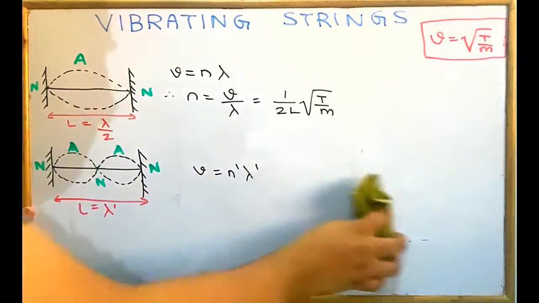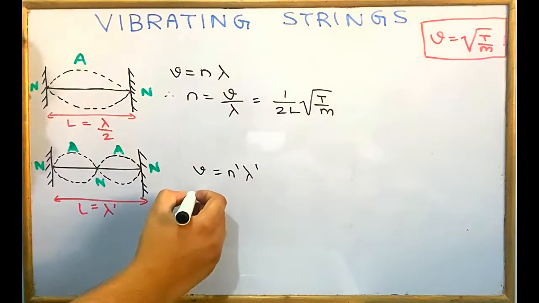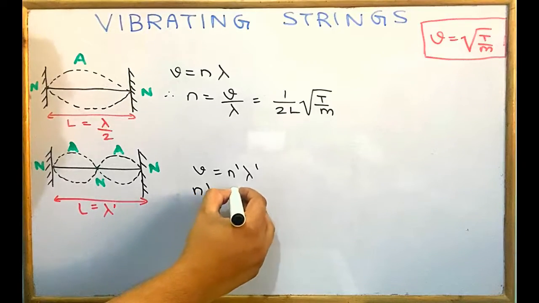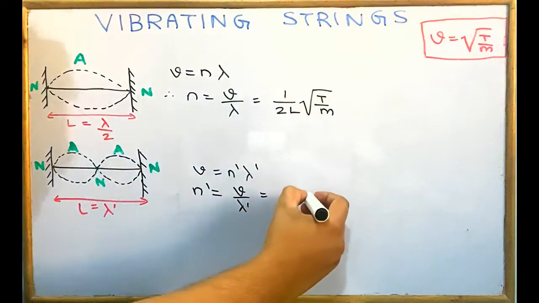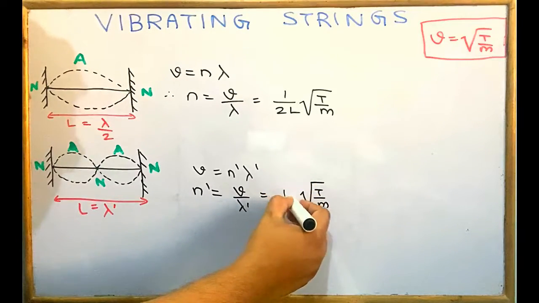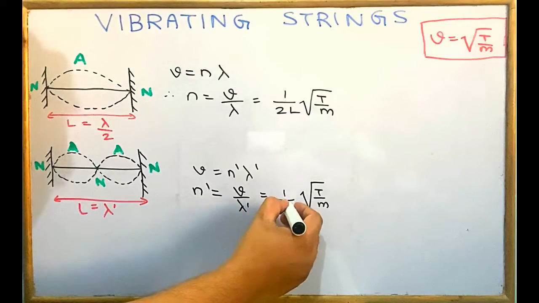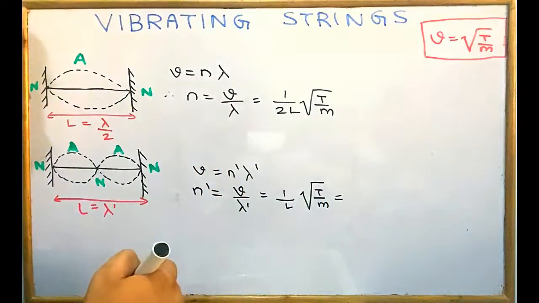Velocity, coming back to our chapter, velocity is the same. Velocity is not going to change, because the medium is still the same, right? So if V is n dash lambda dash, what can I say about n dash? It's V by lambda dash. But V has not changed at all. It is root of T by m. But what can I say about lambda dash now? It's equal to L. So can I write it in terms of the fundamental?